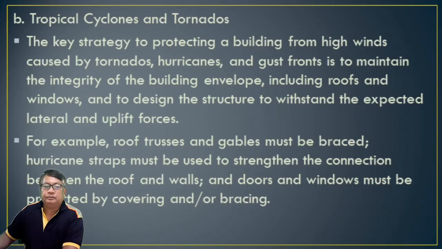so forth. For tropical cyclones and tornadoes, the key strategy to protecting a building from high winds caused by tornadoes, hurricanes, and gust fronts is to maintain the integrity of the building envelope, including roofs and windows, and to design the structure to withstand the expected lateral and uplift forces. For example, roof trusses and gables must be braced. Hurricane straps must be used to strengthen the connection between the roof and the walls. And doors and windows must be protected by covering and or by bracing.